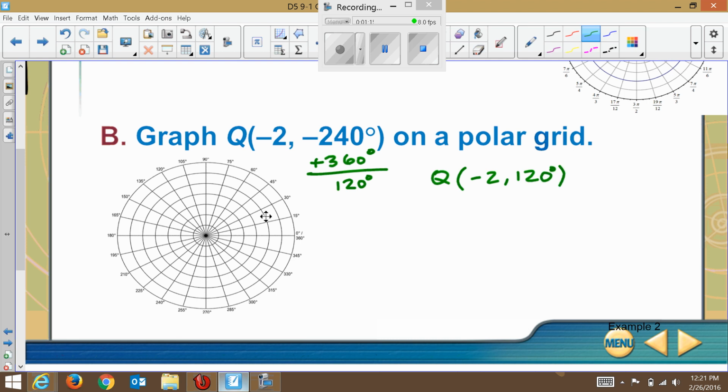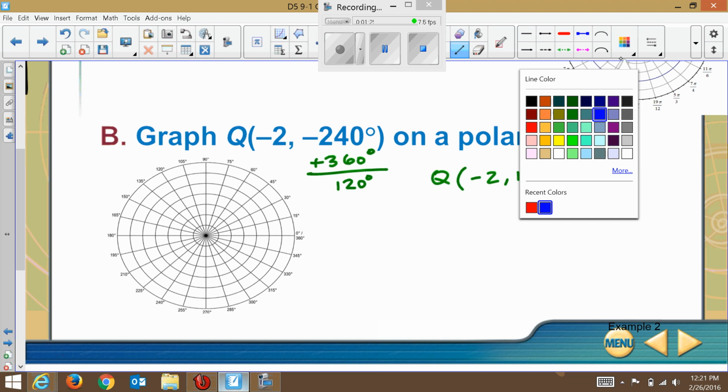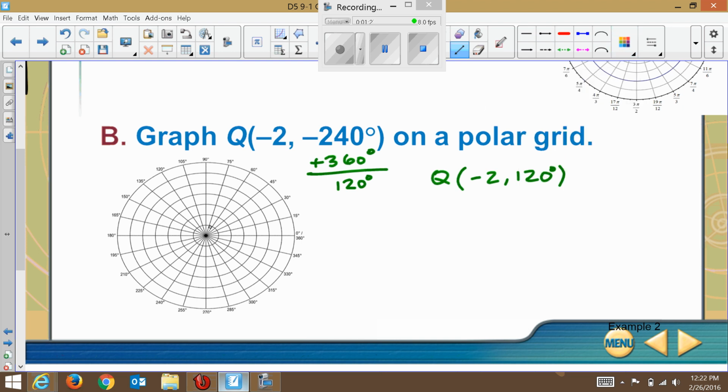Now how I'll graph that is I'll look for 120. So starting from here, I go over, and this is 120. And so my point should be on this line, negative 2 units along 120. So it should be somewhere here. Since it's negative, I go all the way around the opposite way, 2 units to there. So it should be this point.